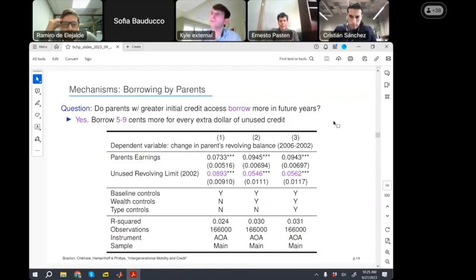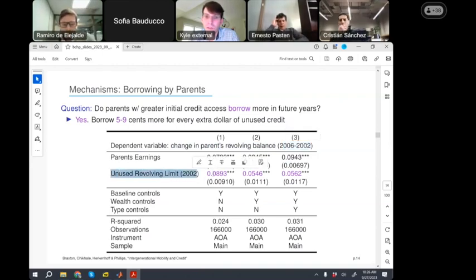And these, of course, are the realizations in which you did get the bad shock, right? And so we do see some borrowing, something like 5 to 9 cents on the dollar. So you can't do this in logs. If you do this in logs, the numbers won't make sense. So this is levels. This is the change in the parent's revolving balance over the subsequent 4-year window, and this is their unused revolving credit limit in 2000. A number of 0.09 means you borrowed 9 cents on the dollar in that subsequent period, or something like 5 cents on the dollar, okay?